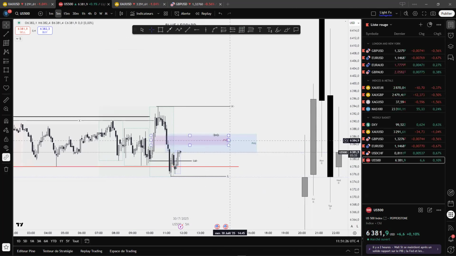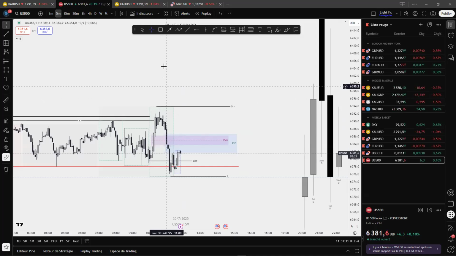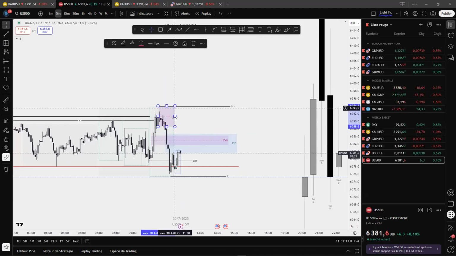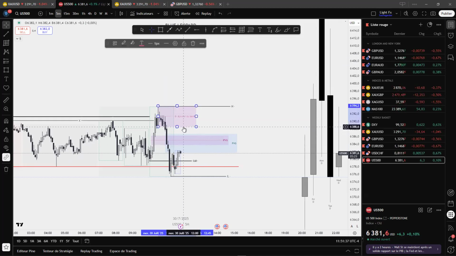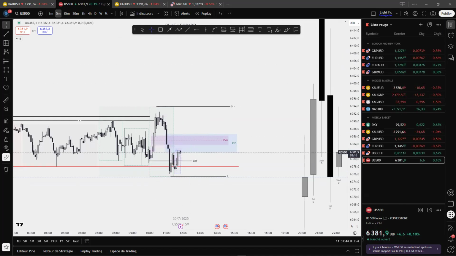So, fair value gap inversion: we have this M15 fair value gap. You also have another block that we can have here, or a demand supply zone. You also have the breaker. These are the ones that we'll be using. But for now, I just want you to understand that we can take a trade.